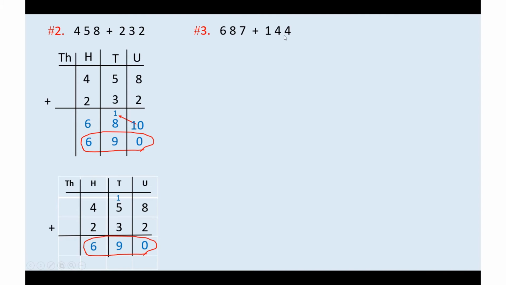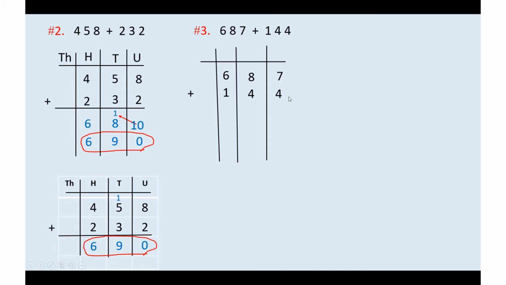687 plus 144. We arrange our numbers, beginning with the first one and the last digit here, 7, 8, and 6. Then we write the second number just beneath it. We have 4 here, and 1. We write our addition sign, mark out our columns, and we label them units, tens, hundreds, and thousands.